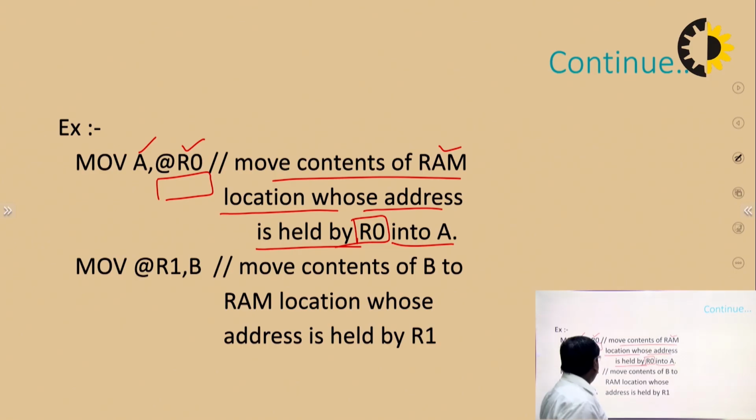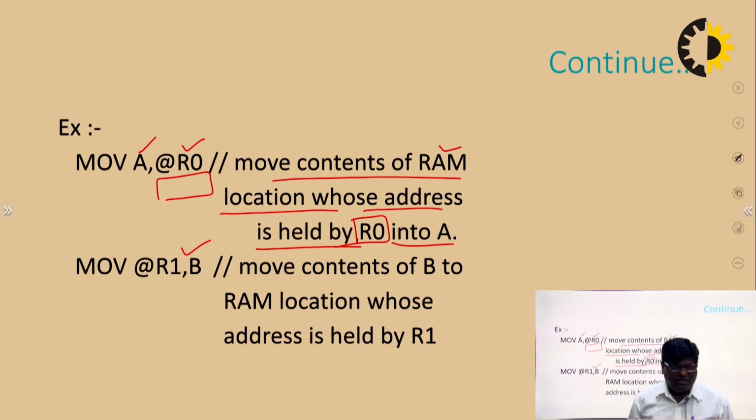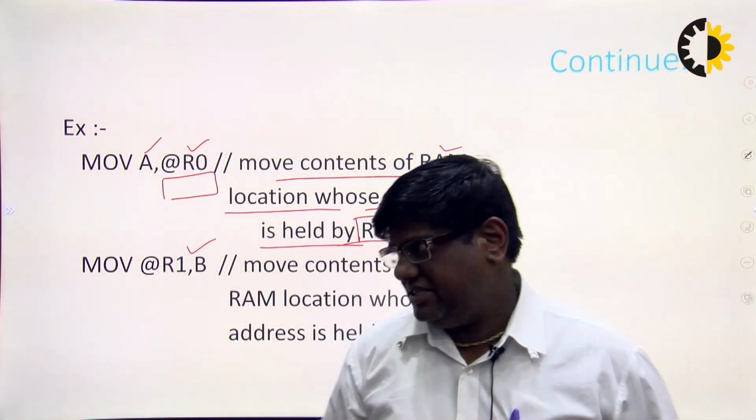Okay. Now, this is another example of the register indirect addressing mode. For the best understanding, we take another important topic in the next lecture. Thank you.